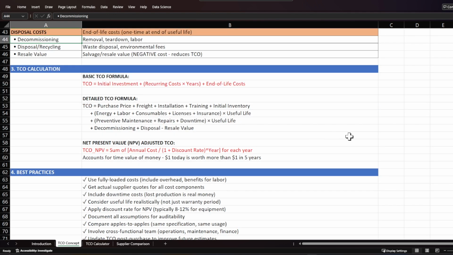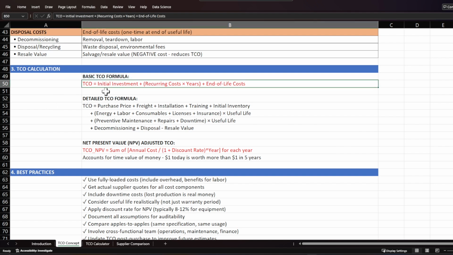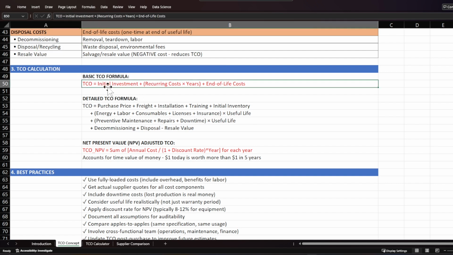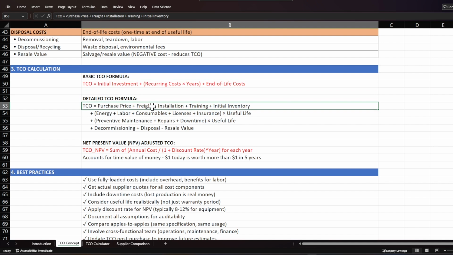Okay. So now come to the formula. If you want to calculate the total cost of ownership, the basic TCO formula is initial investment plus recurring cost times the number of years for which you are using this, plus end of life cost. This end of life cost includes these two in plus, and this one is minus. If you expand this formula, the initial investment is purchase price, freight, installation, training, and initial inventory, which is the inventory of spare parts. Then for the recurring cost, it is energy, labor, consumables, license, insurance, multiplied by useful life.